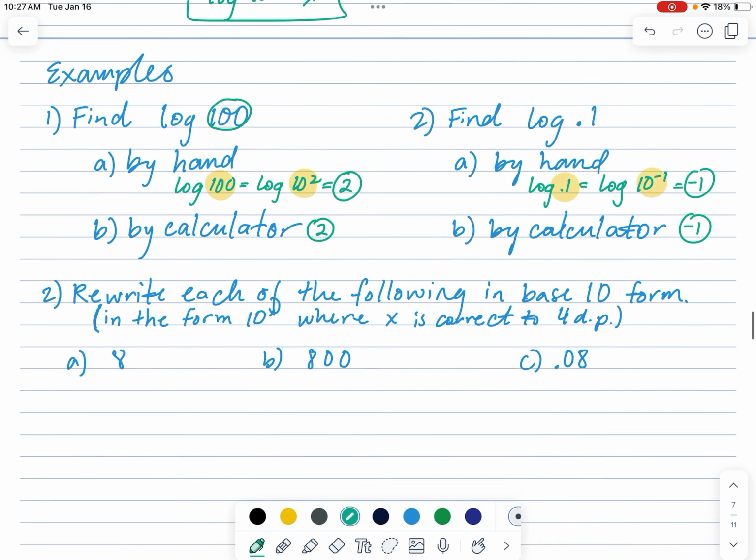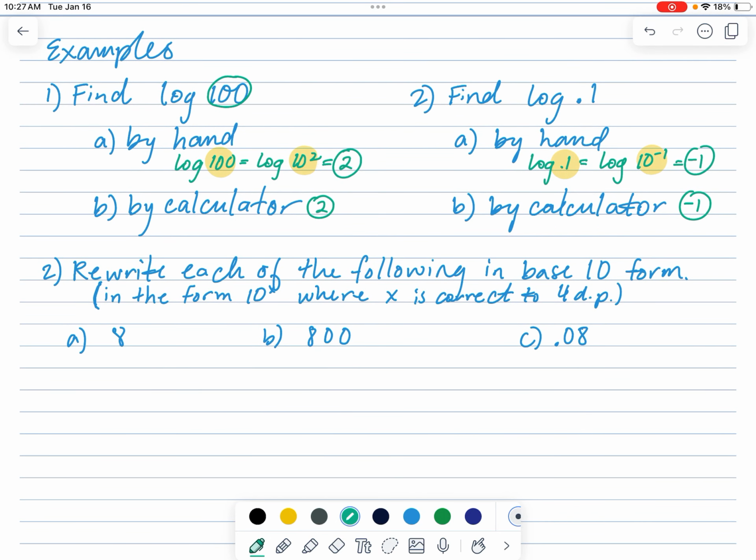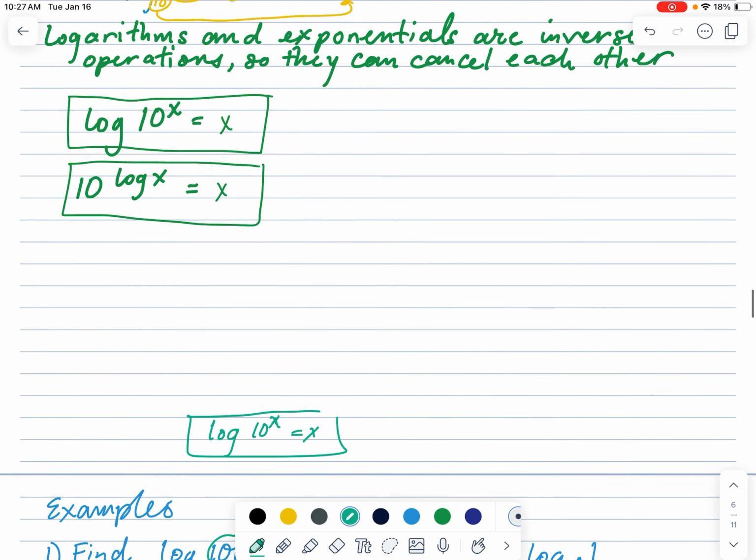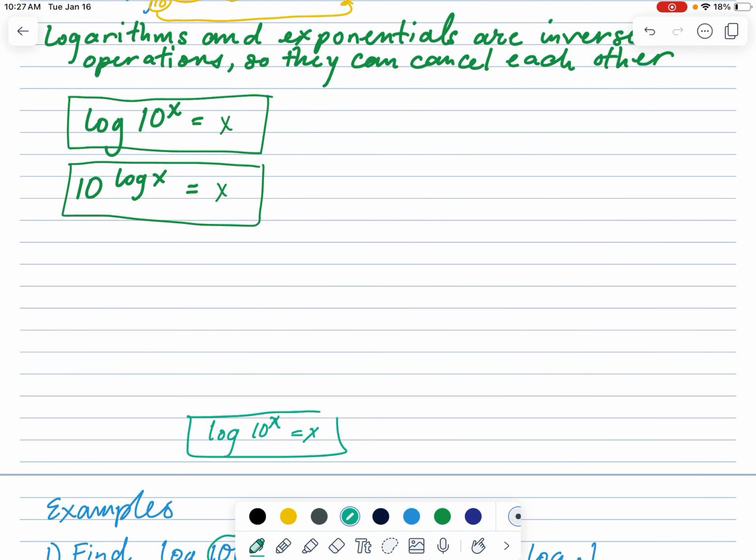All right, and then another thing that you will see commonly is you may be asked to rewrite things as a power of 10. So if we wanted to rewrite 8 as a power of 10, we're looking for a way to do 8 equals 10 to some power. Well, again, if we look back at these identities, 10 to the log of something equals that something. So if we could do 10 to the log of 8, that should equal 8, because the 10 and the log base 10 cancel each other out.